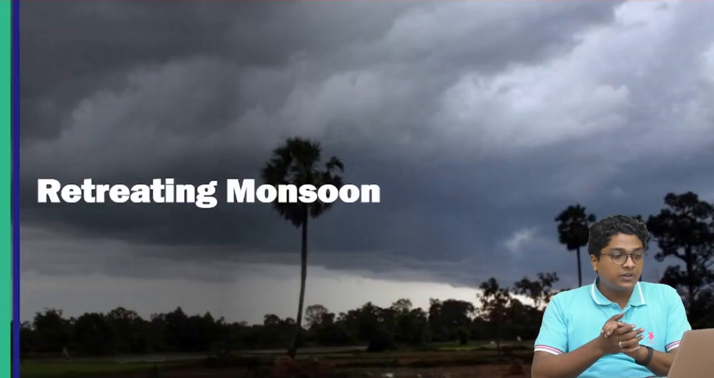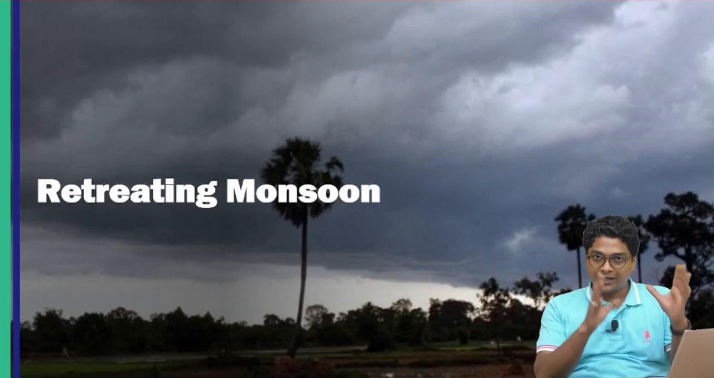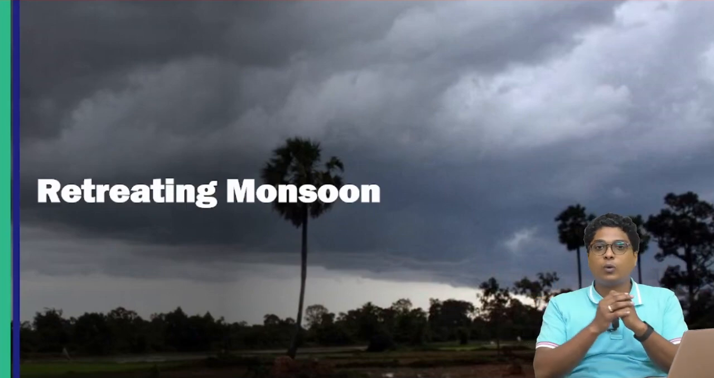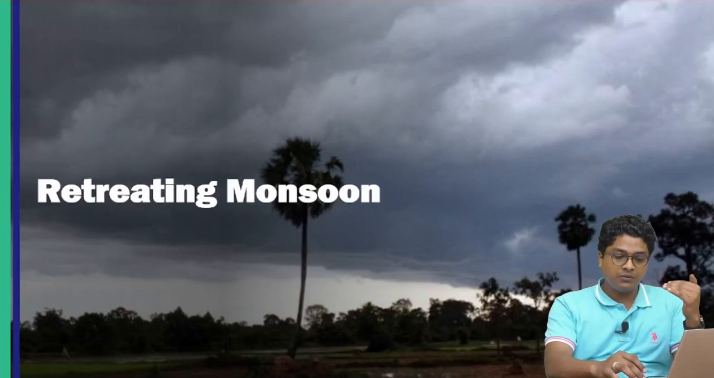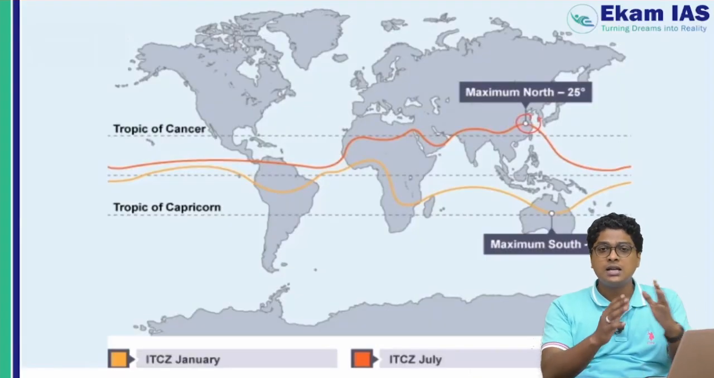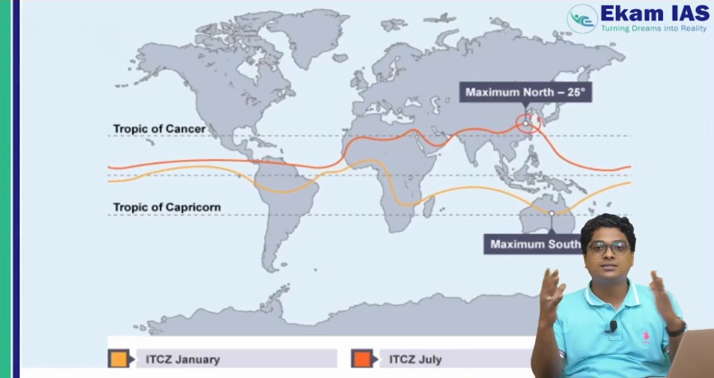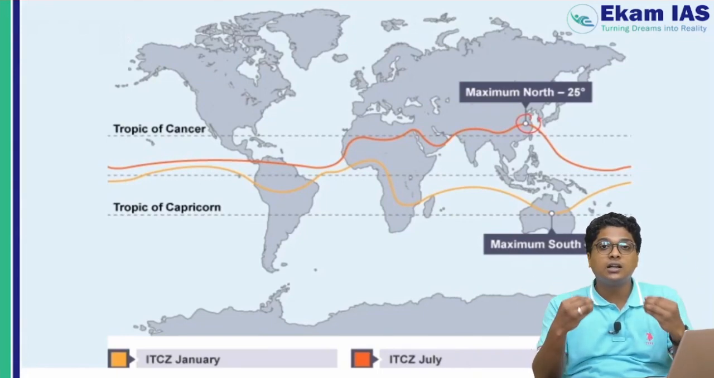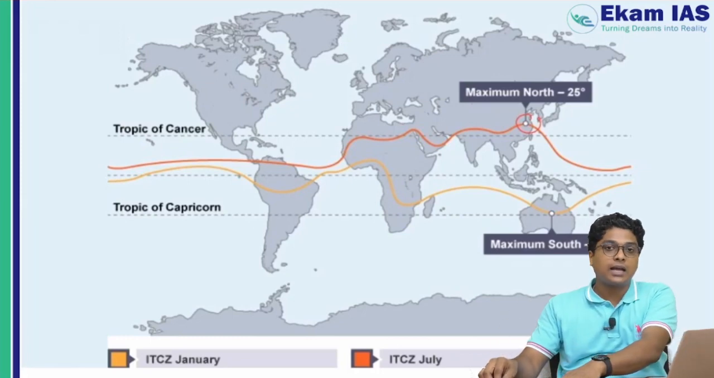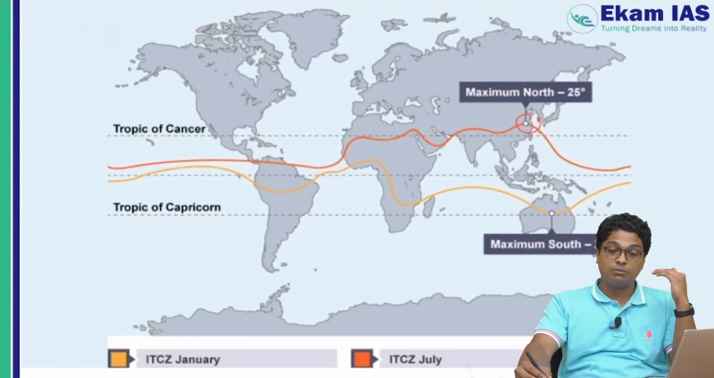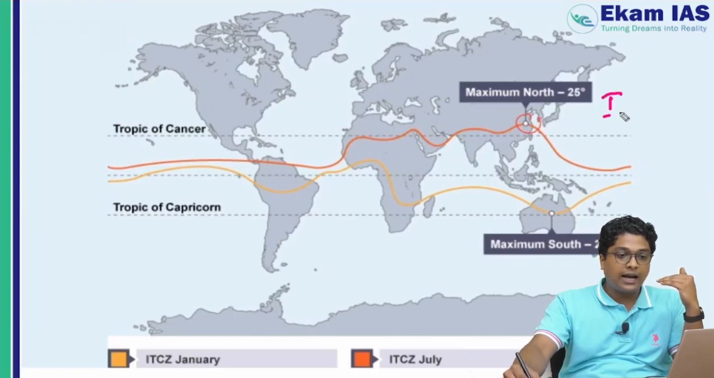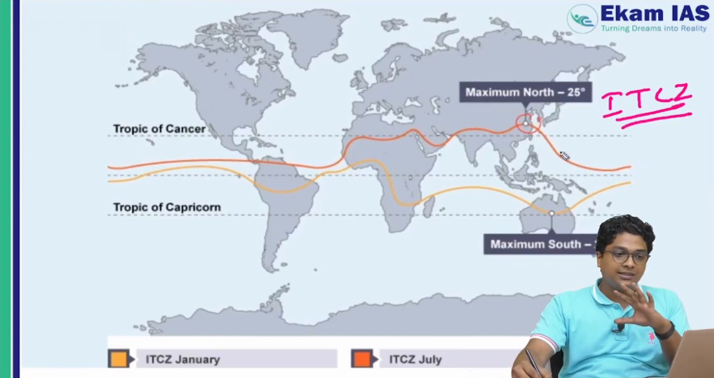Now let's begin with retreating monsoon. So retreating or withdrawing means that it's moving away from one place. Now before we begin with the concept of retreating monsoon, let's briefly go through what this monsoon is. So we all know that the monsoon is a seasonal reversal of wind, and this happens because of the change or the movement of the low pressure areas. Generally we call it ITCZ, Intertropical Convergence Zone. So this is a low pressure area.